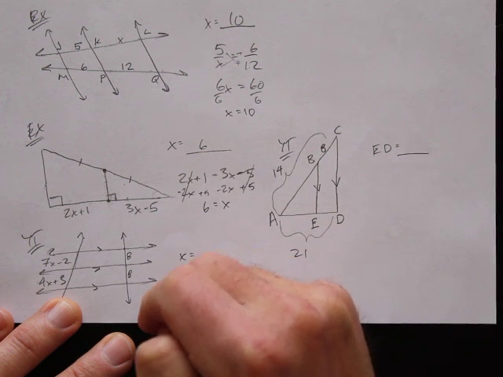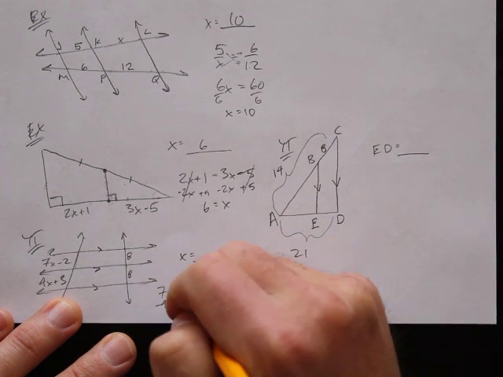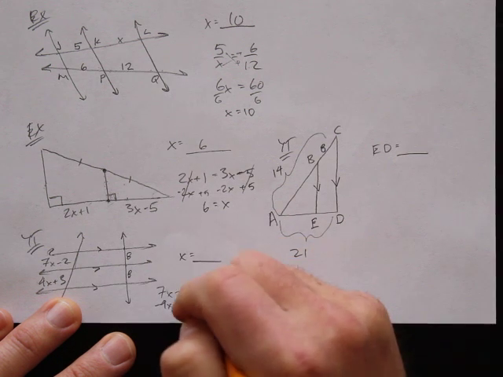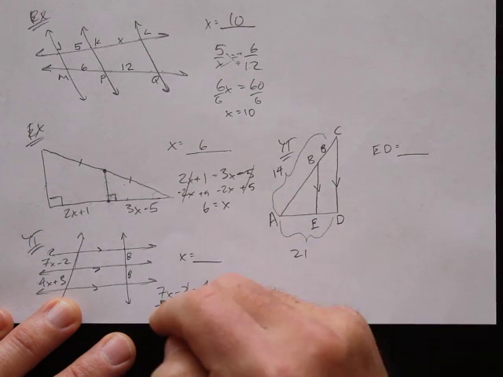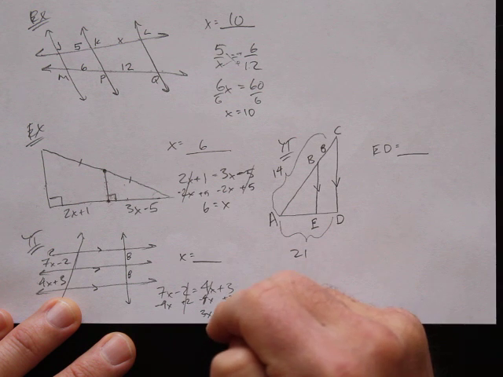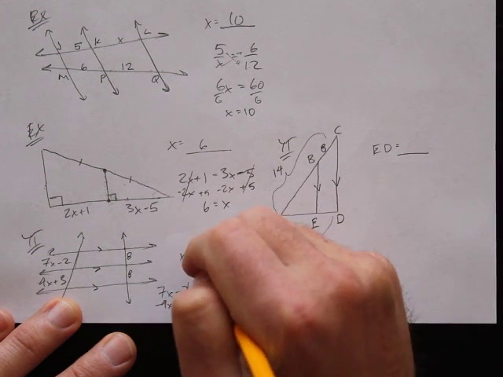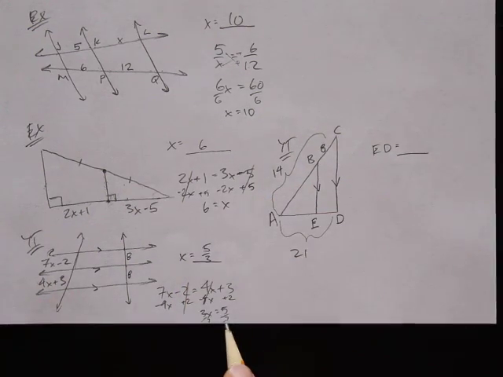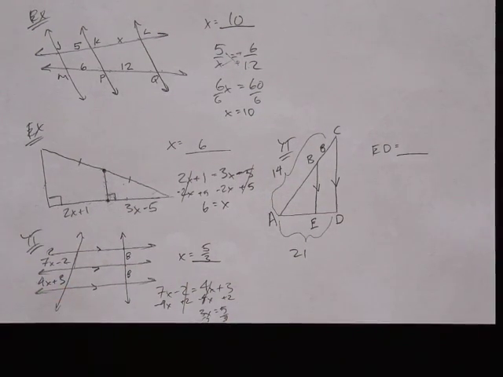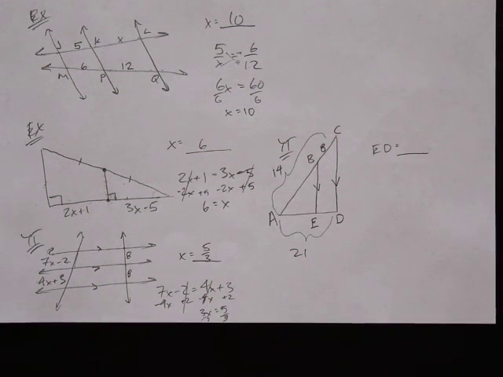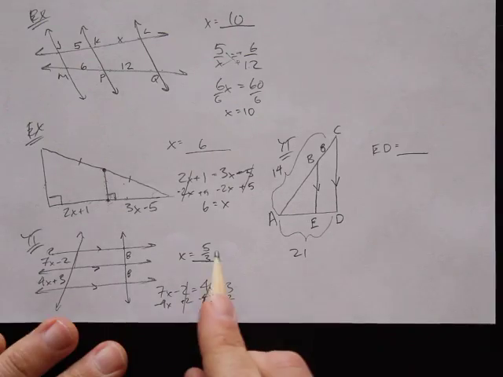Subtract 4x, add 2, and I get 3x equals 5. Divide by 3, x equals 5/3. Now you should still get 5/3 the other way. If you set up proportions, you should still get 5/3, which is 1.6 repeating. So that would be your answer there.